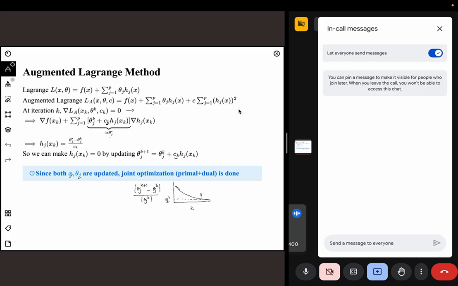But then the problem here, as we've seen, is you have to solve the optimization problem twice. One for the Lagrange, get the optimal value of x, and from there update the value of theta, and again you keep solving this optimization problem multiple times.